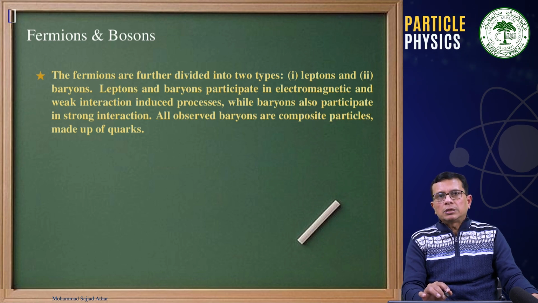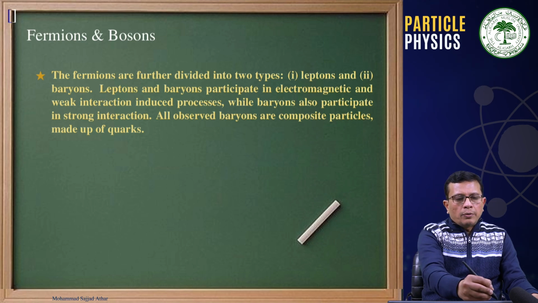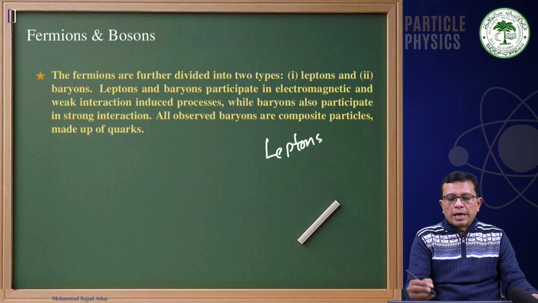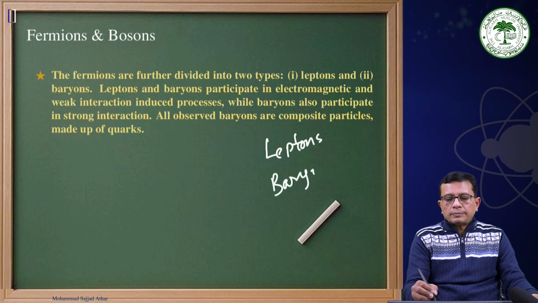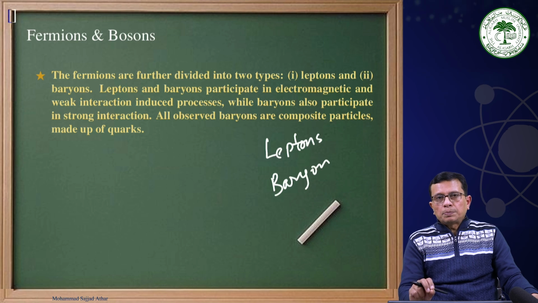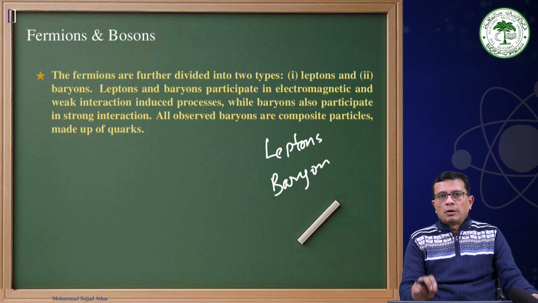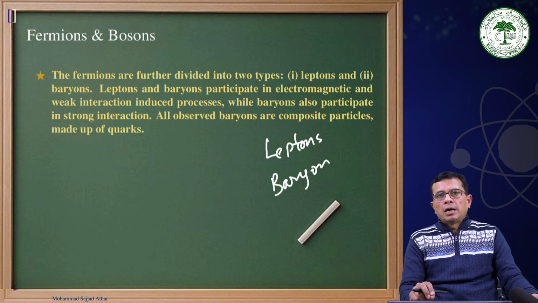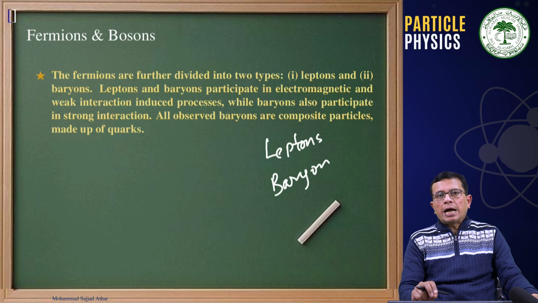Let's start with fermions. Fermions are classified into two groups: one we call leptons, and another we call baryons. Leptons are those particles which do not participate in strong interaction, while they participate in electromagnetic and weak interaction processes, while baryons are the particles which participate in electromagnetic, weak, as well as strong interactions.